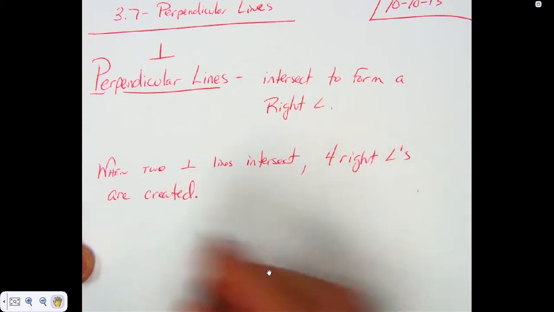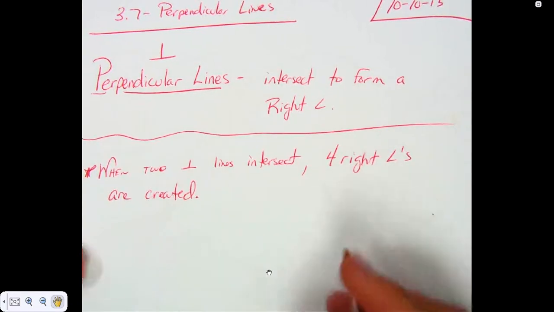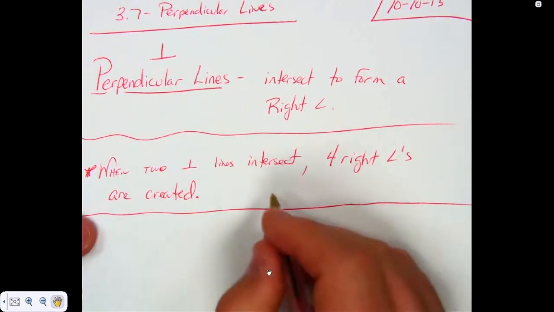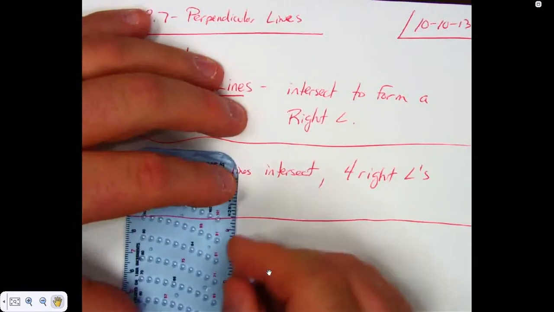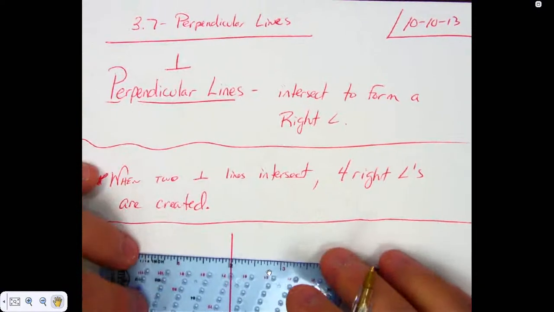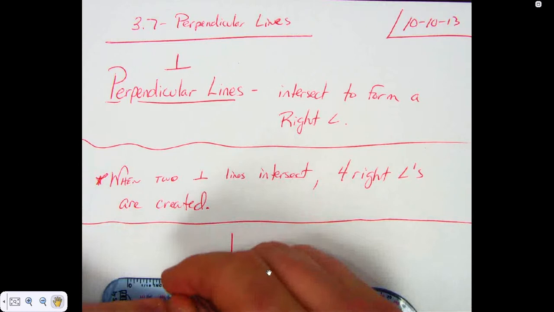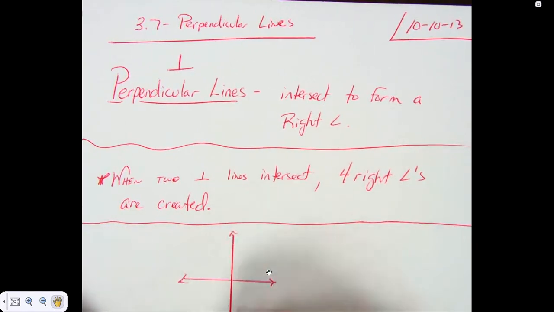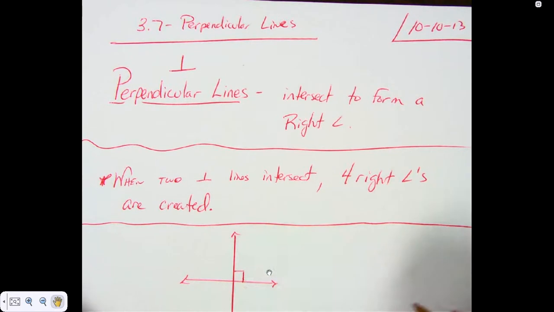When two perpendicular lines intersect, four right angles are created. Okay? What does that mean? Well, think about it. You drew a picture. Do your best to draw two lines that seem to be perpendicular to each other, that make a perfect plus, right? They intersect to form a right angle.